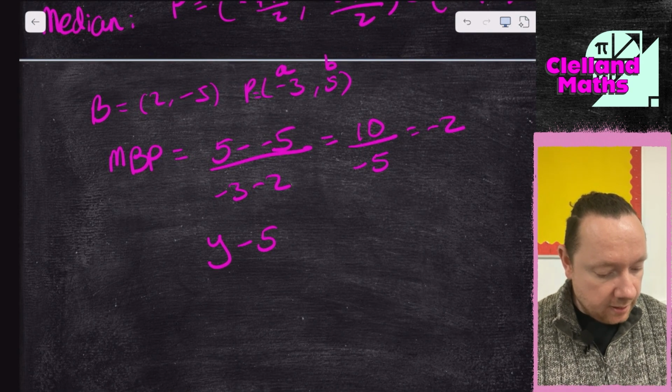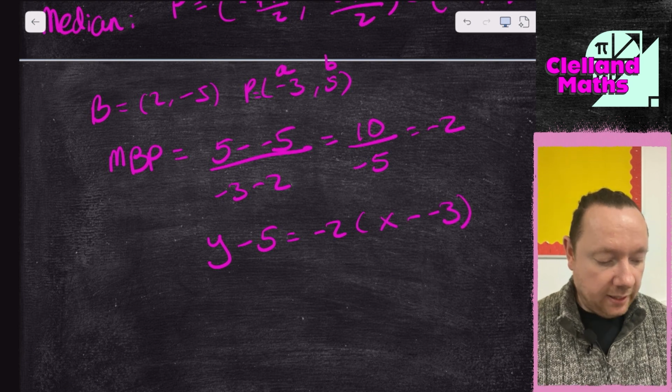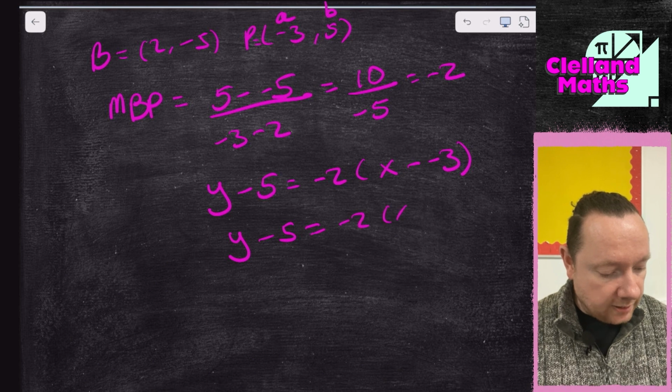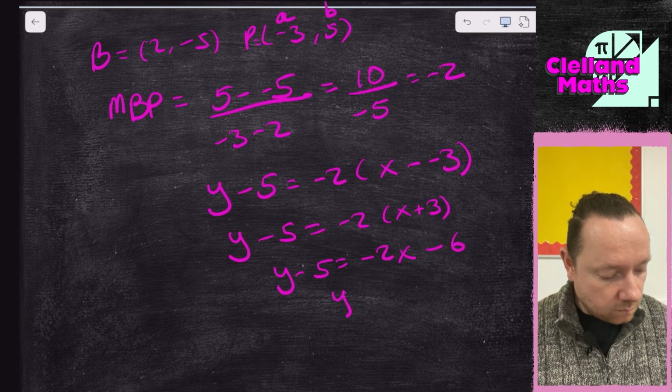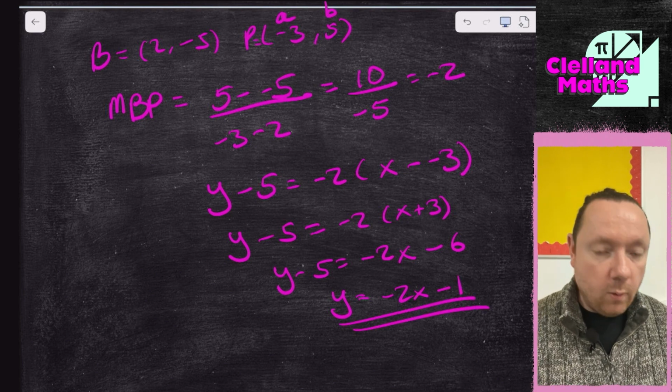y minus b equals m, x minus a, which is -3. y minus 5 equals -2(x add 3). So y minus 5 equals -2x minus 6, so y equals -2x. Add 5 to -6 is -1. So there's our equation of our median.